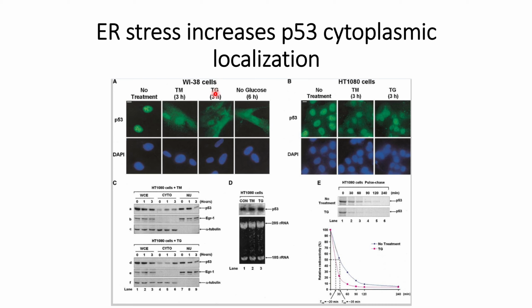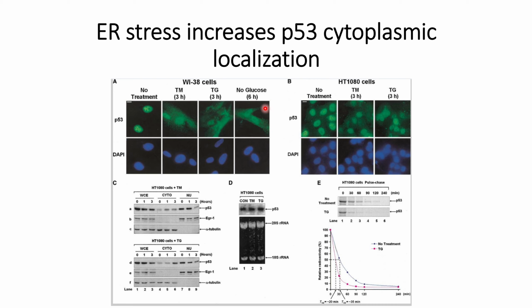The same thing is observed when the cells are treated with thapsigargin. Thapsigargin induces ER stress by disrupting the calcium homeostasis within the cells, and the ER is one of the contributors for maintaining calcium homeostasis. In this case also we can see that p53 is spread across the cells, in the cytoplasm, whereas there is not much change in the DAPI.